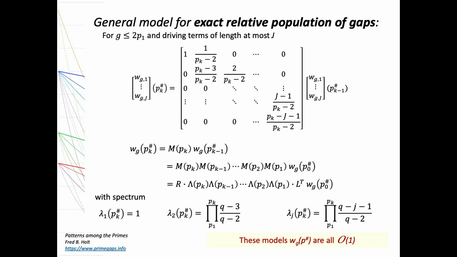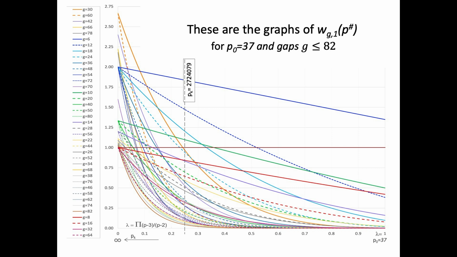Same eigenstructure analysis. Now the spectrum has dominant eigenvalue 1, so the system converges. And that subdominant eigenvalue, the product of (q minus 3) divided by (q minus 2), becomes that system parameter. It starts at 1 and then goes slowly to 0 as the primes increase. These are those models of the relative populations of the gaps from 2 up to 82, and they group into these families by their prime factors.